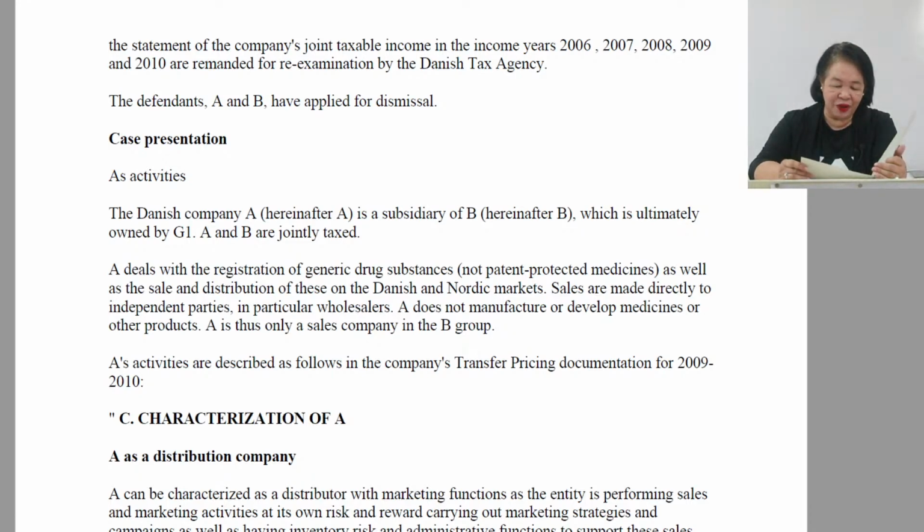So, ito yung 5 years, no? Anong sabi ng court dito? I-remand or ibalik sa tax agency, sa Danish Tax Agency. Sa atin yan, ibalik sa examiner for re-examination, no? So, binalik yung case for re-examination, remanded to the lower court. Okay. So, case presentation.